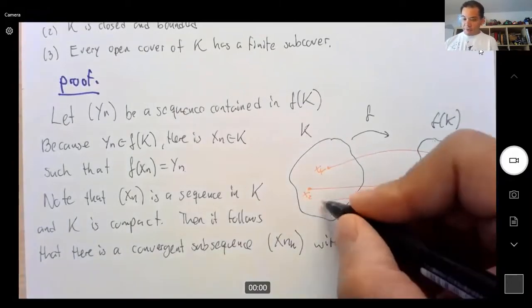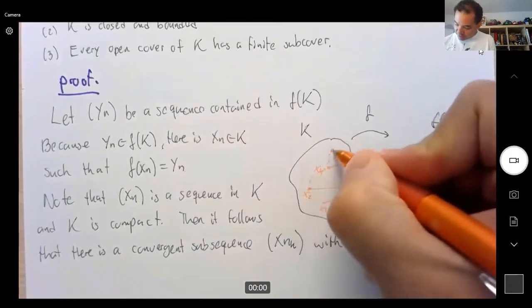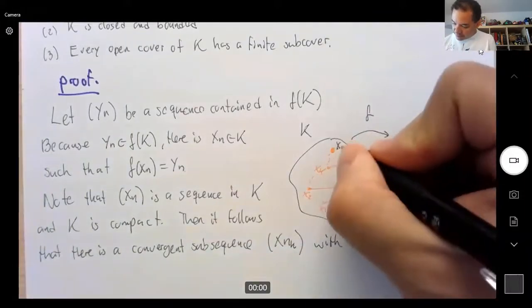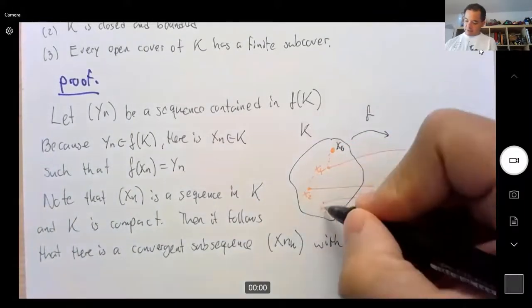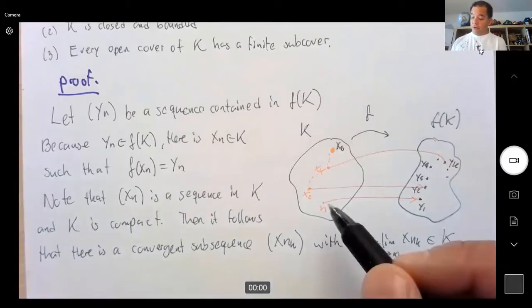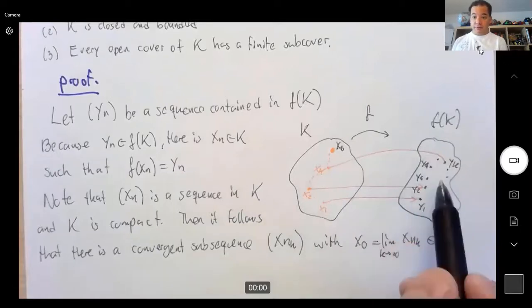So this sequence of xi's actually then converges, right? So these points get closer and closer and closer to some special one that we name x naught, right? So this is a convergent sequence. Okay, now what? Well, now we're gonna use our other assumption, right? We're going to use the fact that our function is continuous. So what do we know about a continuous function? Well, a continuous function on a convergent sequence will send it to another convergent sequence, right?